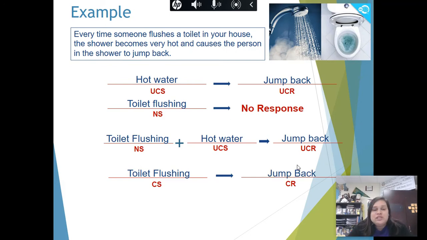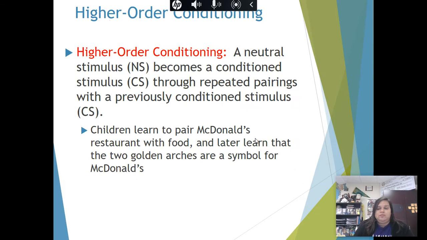Now, if we were going to do generalization with this one, generalization would be if you got burned every time you took a shower in any house and the toilet flushed. Now, if you only got burned in your own house, then that would be discrimination. Higher order conditioning. So sometimes we take it a step further, that you've learned that you create this conditioned stimulus, but then that conditioned stimulus can create a new behavior.